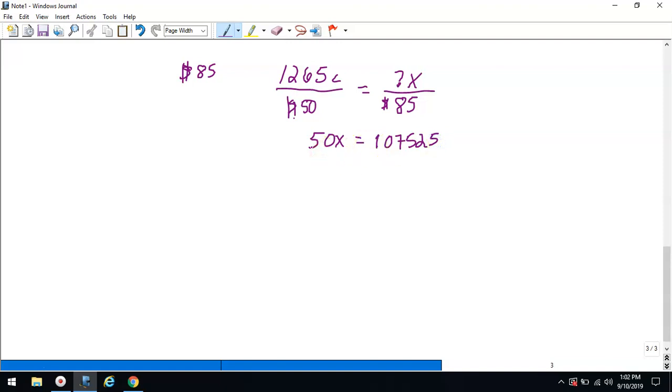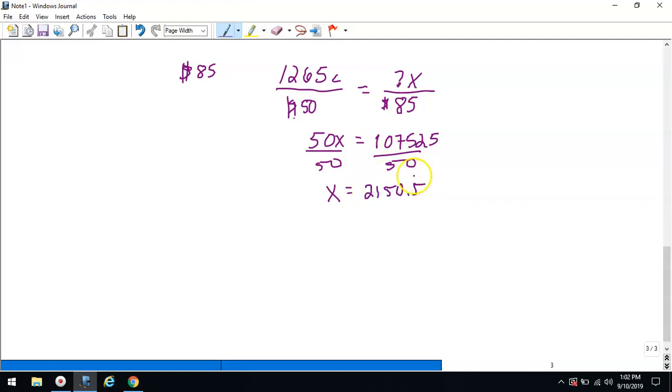And then we're going to divide both sides by 50. Sorry, my pen is being weird. 50. And divide this by 50 also. So x is equal to 2150.5.